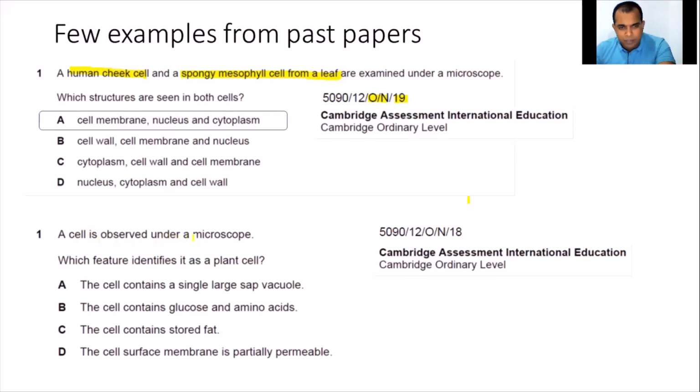A cell is observed under a microscope. That's a light microscope, we know. Which feature is for the plant cell? Plant cells have a sap vacuole. That's the answer.